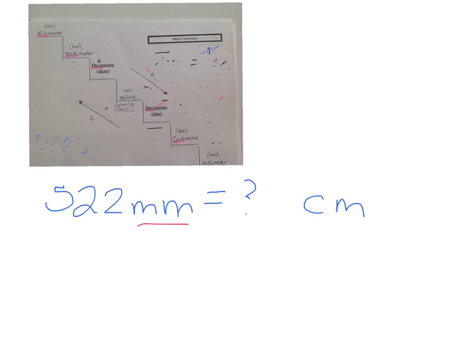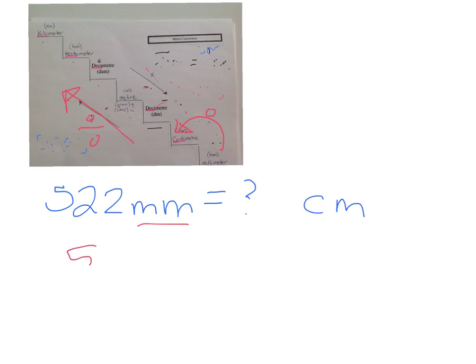Okay, so what if I wanted to take 522 millimeters, and I want to know how many centimeters. So I find my millimeters on my staircase, it's my bottom step, and I have to see how many steps to get to the centimeters. Well, it's only 1 step away, so it's 1, 0, but this time I'm going up the staircase. So when we go up the staircase, it's division.